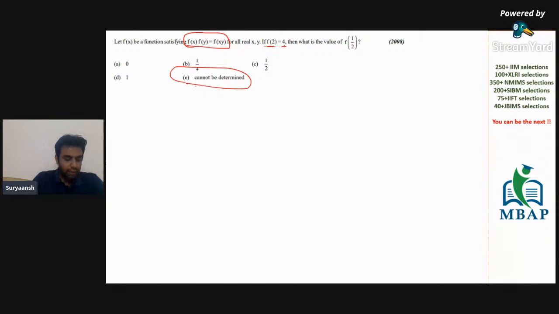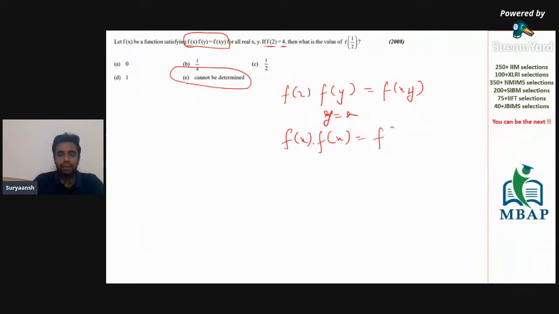All right. So what's given here is f(2) is given as 4, and f(x) into f(y) is basically f(xy). Let's put y equal to x. Then f(x) into f(x) would be equal to f(x²). That means f(x) whole squared is equal to f(x²).